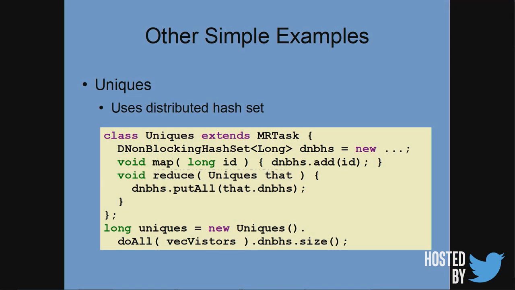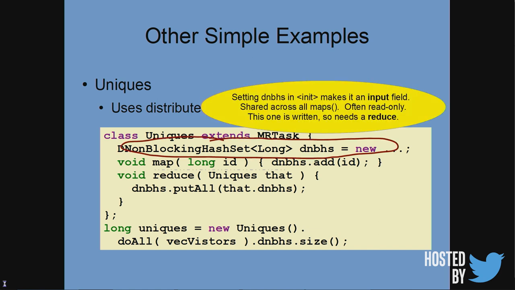One of the things to notice here, though, is that I put the new in the class constructor instead of in the map call. That means it's shared across all instances on a node. And that means it's usually read-only. In this case, I'm writing it, so it has to be concurrently safe because it will be written to in parallel, but only on one node. Every node has their own, so the reduction is necessary.